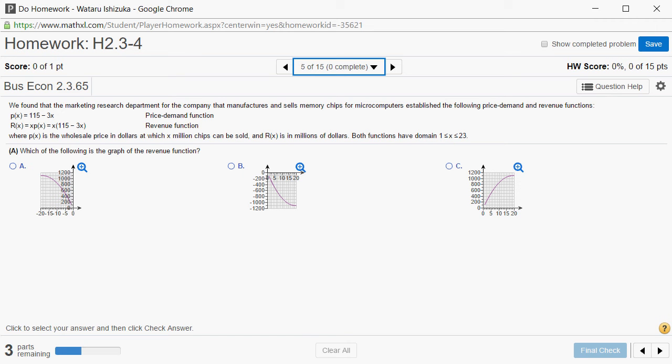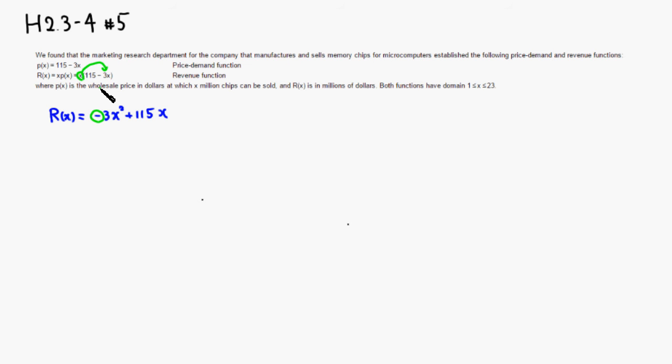Then another thing we want to look at is that it might be easier to look at the original form for the x-intercepts. If you look at x times 115 minus 3x and set that equal to 0, we can find the x-intercepts, which is x equals 0. And if we set this factor equal to 0, we can get 115 over 3.